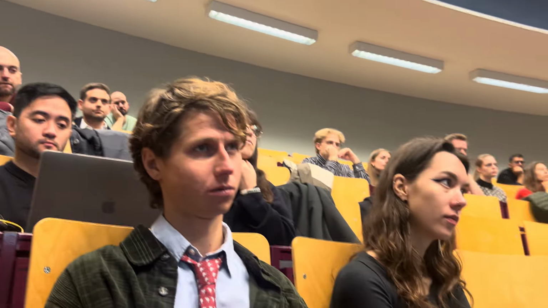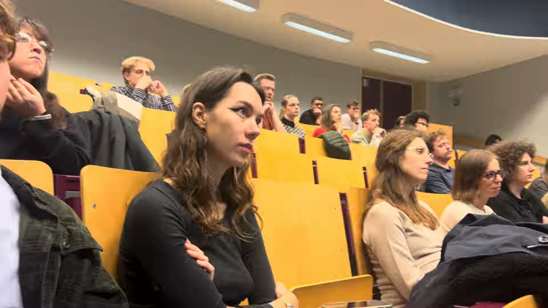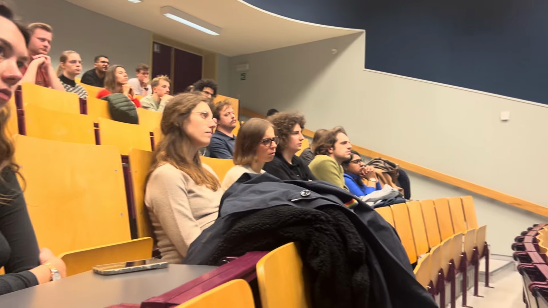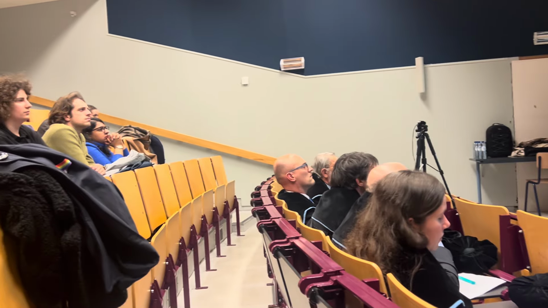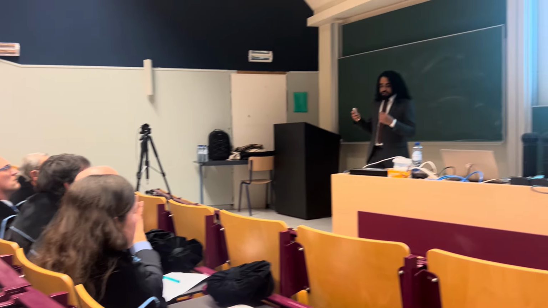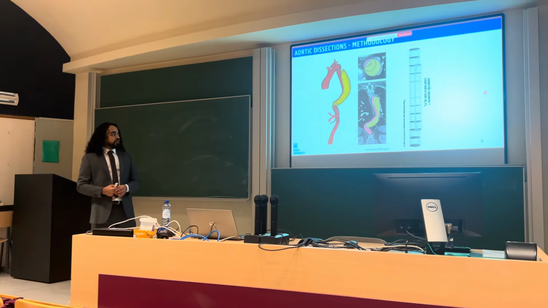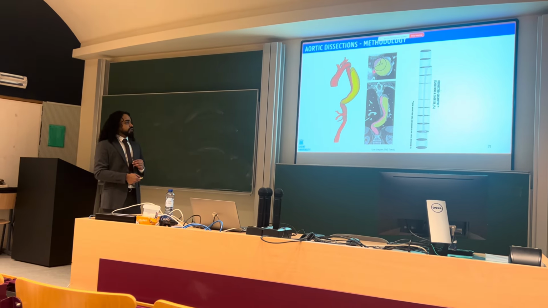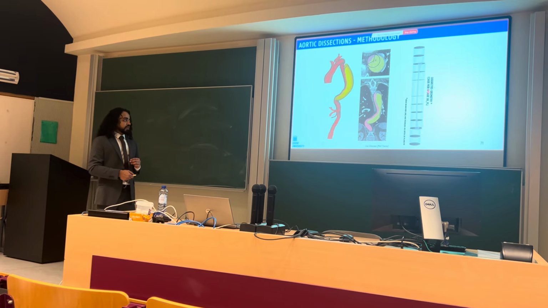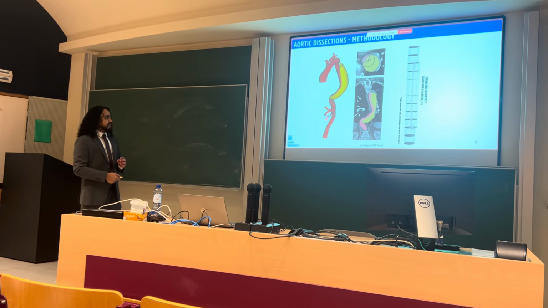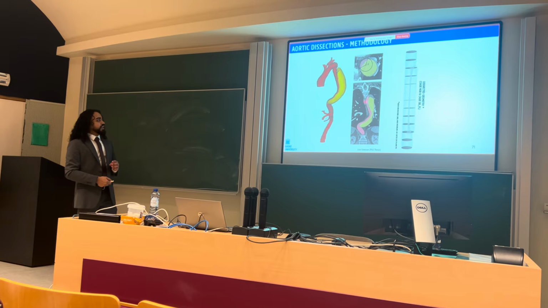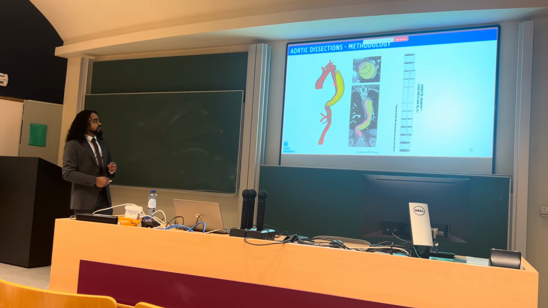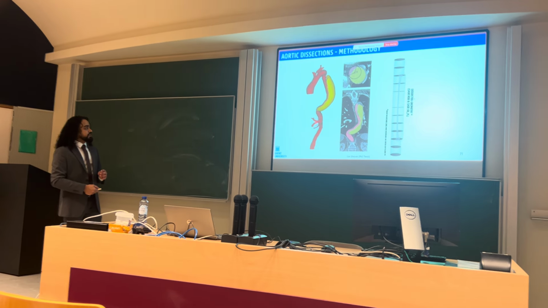So we want to develop a fluid-solid interaction simulation, or a computational model, to study the pressure buildup in the false lumen with the presence of these side branches. So how do we do that? This will give you a visual representation of what the model we build would look like. This is a scan of an aortic dissection. The one in yellow is your false lumen, and the one in red is your true lumen.